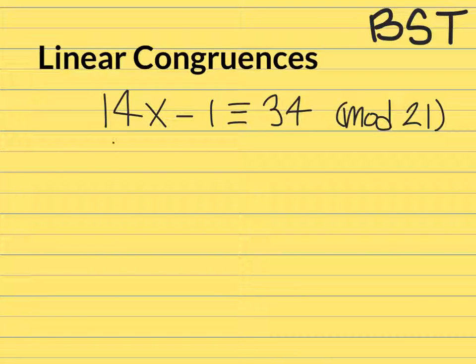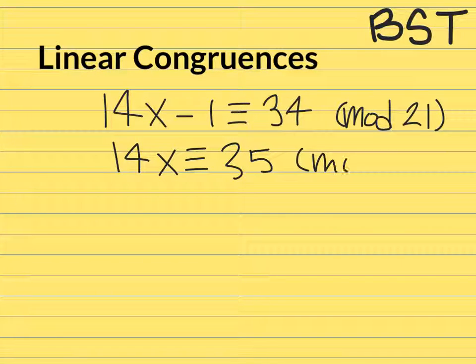So first you want to isolate your 14x, and you'll get 35 modulo 21. And so immediately we see, okay, I can already divide. I can divide everything by 7. So if I divide everything by 7, I get 2x congruent to 5.